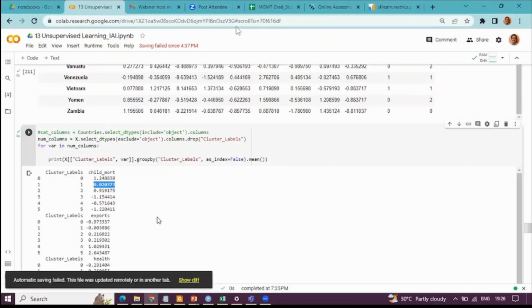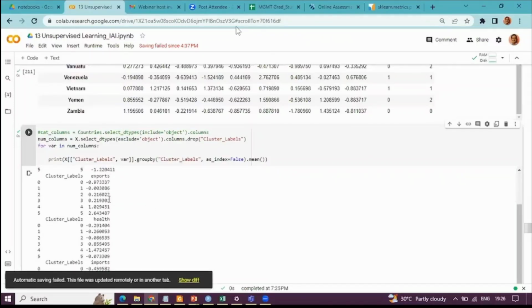Whereas if I look at in terms of exports, possibly cluster 5 is very high on exports, followed by cluster 4. And cluster 0 is very low on exports. All other 3 are more or less quite similar. So you may have to give some such kind of explanations in case you want to differentiate what are the characteristics of each of the clusters.